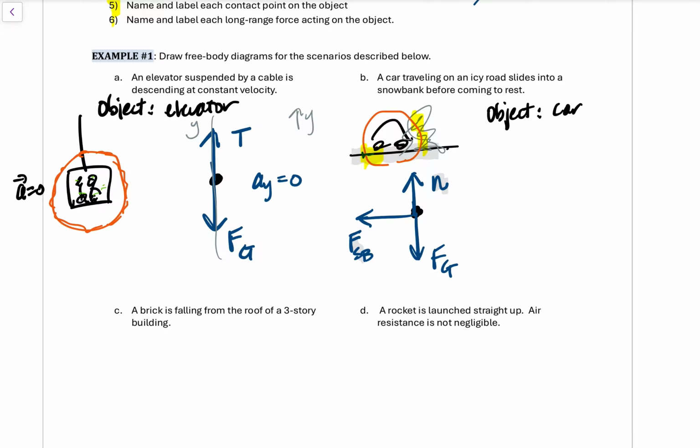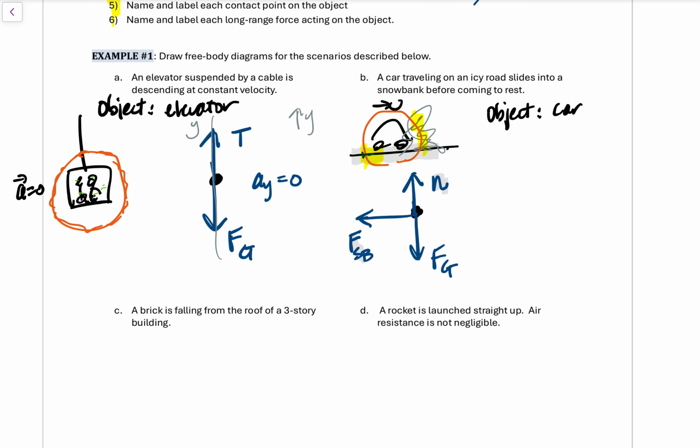And it said it was an icy road. Because it said an icy road, I'm not going to include friction. If we had friction, then I would put that in this direction. If my car is moving in this direction, and if it was not an icy road, we would assume that we have friction. I would put that in the direction opposing motion.